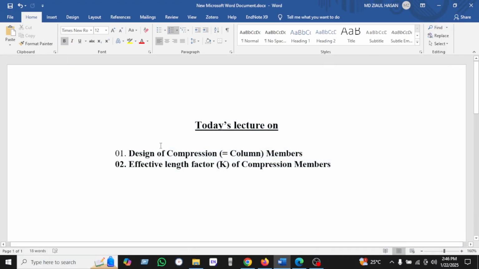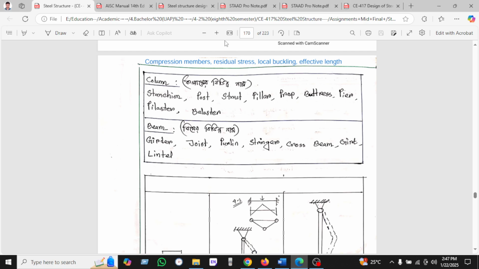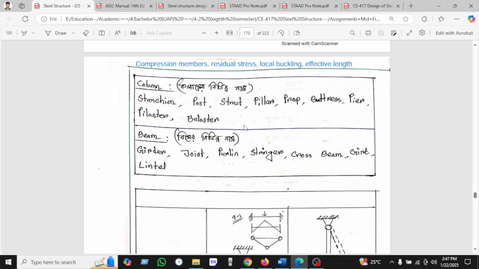Hello everyone, today I am going to deliver a lecture on the design of compression members, which are column members, and then in the second part I will cover the effective length factor of compression members. So let's start with the design of compression members. Here is some theory.